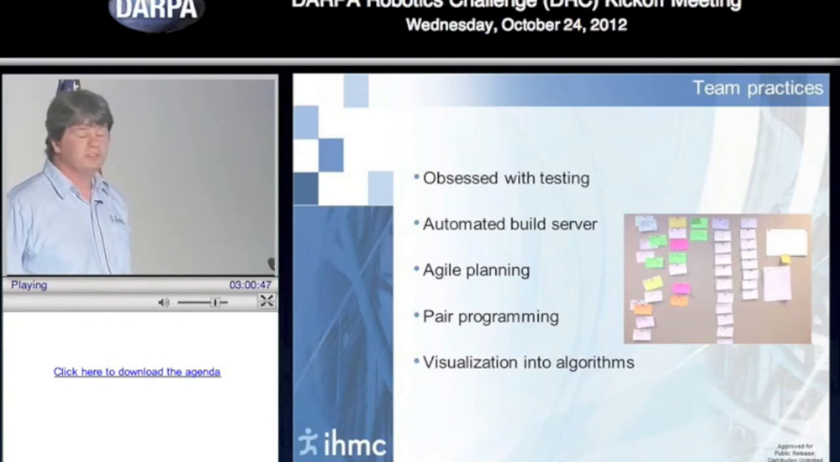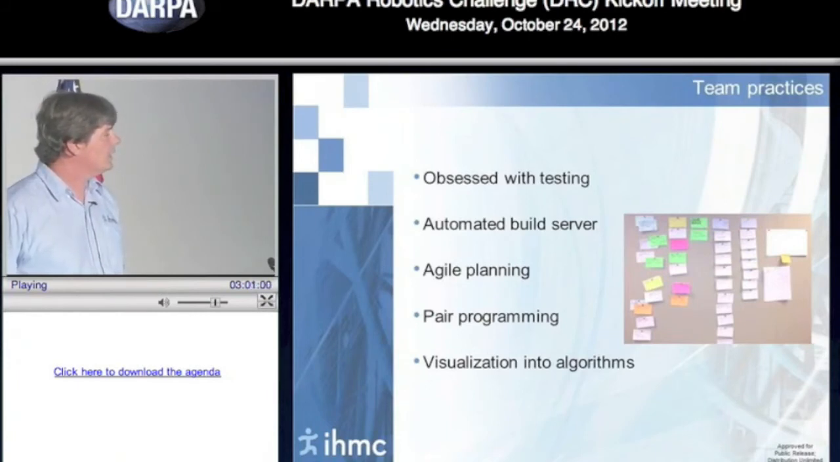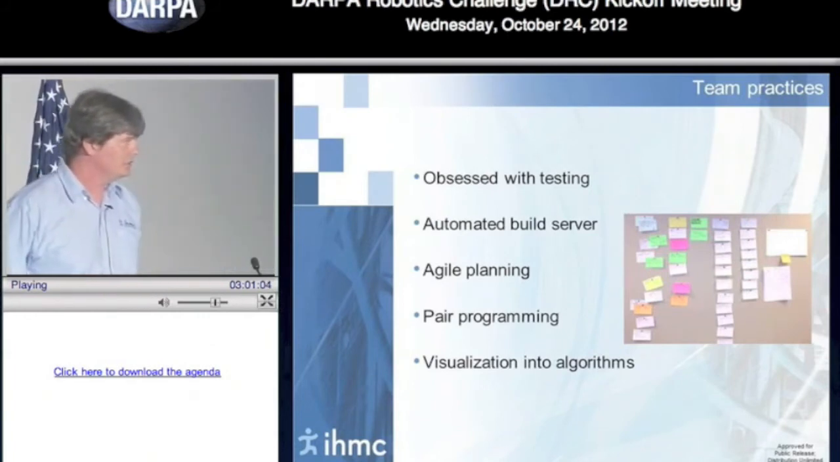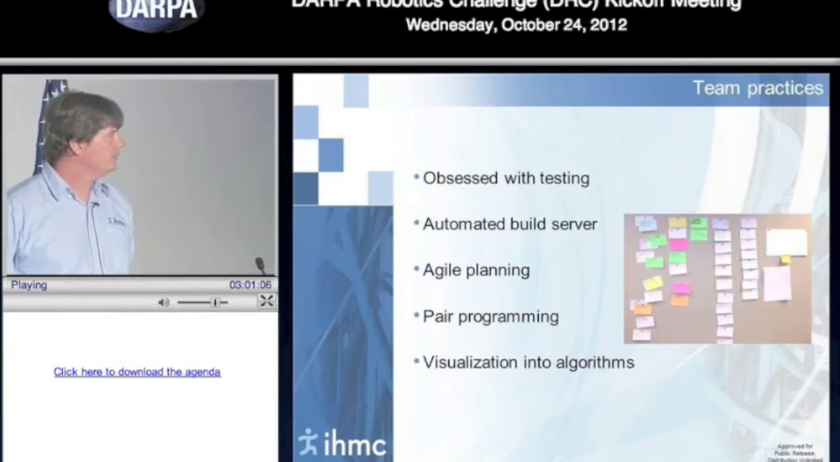We do automatic builds, so anytime we have some new software, we check it in, it spies on the repository, checks it out, runs our test cases, and emails us if anything fails. We use a lot of agile planning techniques, pair programming, and a lot of visualization of our algorithms. Since most of the stuff is geometrically based, we try to have really good 3D visualization and see what our algorithms are doing. Next slide, please.